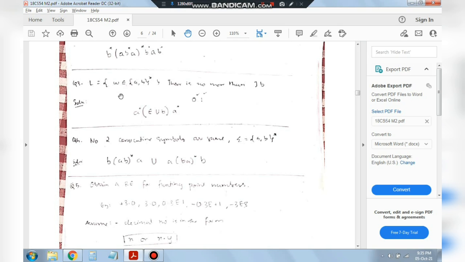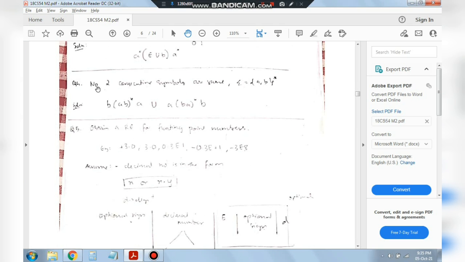The third one is L is equal to W belongs to A comma B star. There is no more than one B. See, no more than one B means 0 or 1 B should be there. Either 0 B should be there or 1 B should be there. No more than 1 B means 2, 3, 4 B's are not possible. So for accommodating 0 or 1, we'll be using an epsilon here or B. So this will ensure that either 0 will be repeated or 1 will be repeated. And then we can have A at the starting position or in the ending position. Since there is no restriction on A, we can have 0 or more number of A's here, as well as it can be present here also.